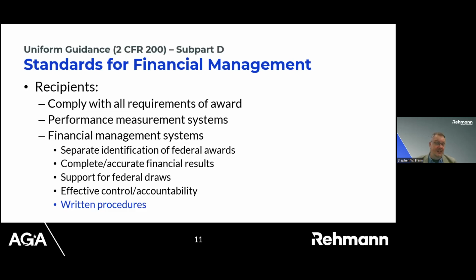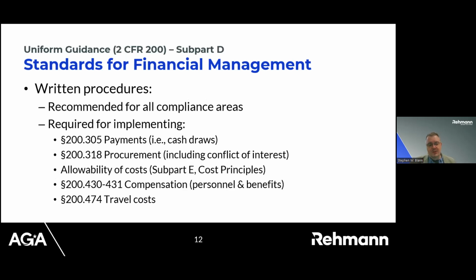And here's an area to really watch for if you're new to the federal grant space, and that is written policies and procedures. Now, written policies and procedures are a best practice. We recommend them for all the compliance areas, but there are 5 very specific areas called out in the uniform guidance that have to be in writing. And if you don't already have these in writing, or if you do and they're not quite as complete as they should be, now's the time to get that fixed. Don't wait any longer, get that taken care of.